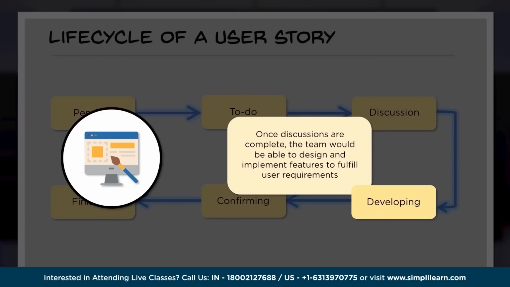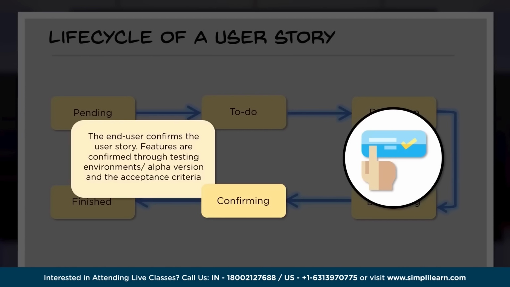Then after developing, confirming. The end user confirms the user story, features are deployed to testing environments, alpha versions, and acceptance criteria are looked at before saying yes, it is confirmed, the user is accepting. That will happen as part of confirming, meaning the features or functionality written in the user story are used by specific users, who conclude or acknowledge, yes, this is fulfilling our requirement and this is according to the acceptance criteria we discussed and agreed. So that is very important.